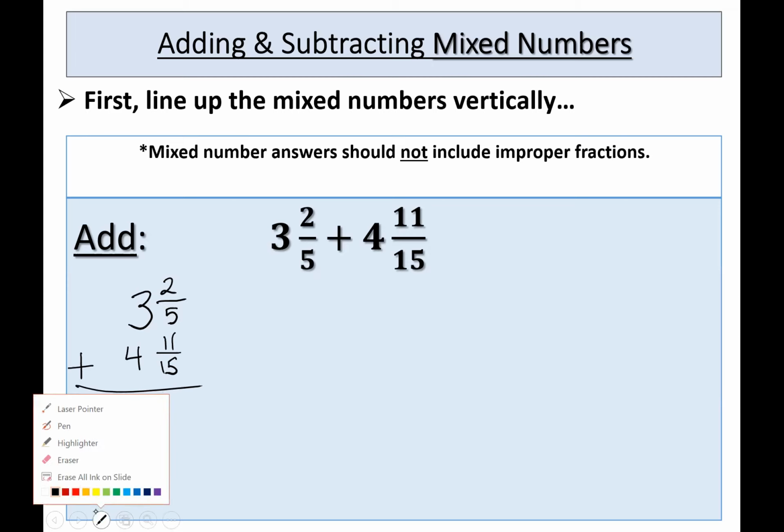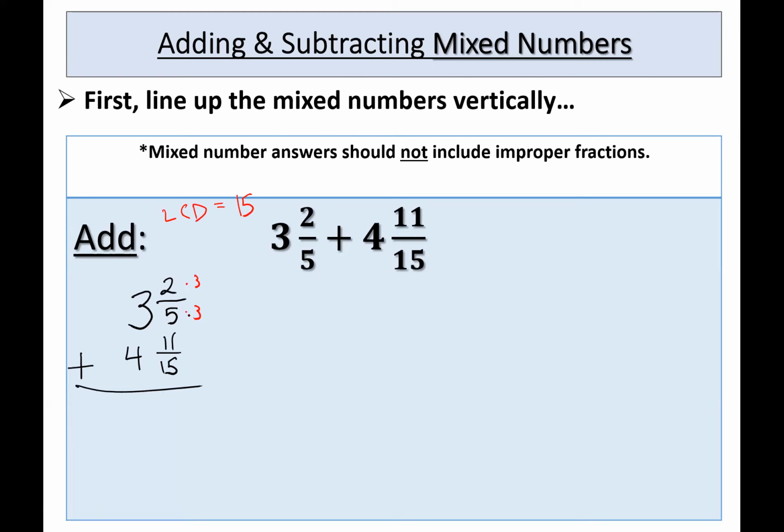Now we need a common denominator here. Since 5 goes into 15, our least common denominator can be 15. So to change the 5 to a 15, we would do 5 times 3. So 5 times 3 is 15. We need to do the same thing to the numerator. 2 times 3, that's going to become 6/15 for my fraction. And we'll add that with the 11/15. So 6/15 plus 11/15, that becomes 17/15. And then we can add those whole numbers. 3 plus 4 is 7.